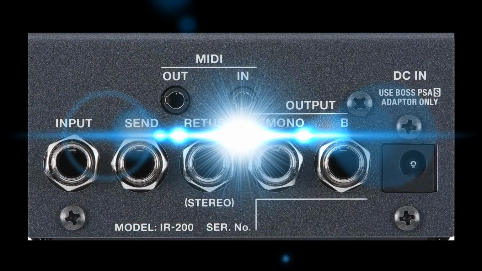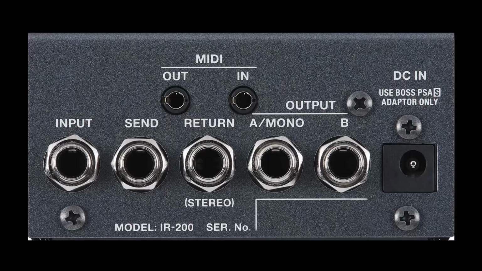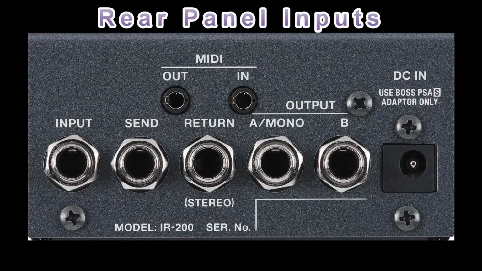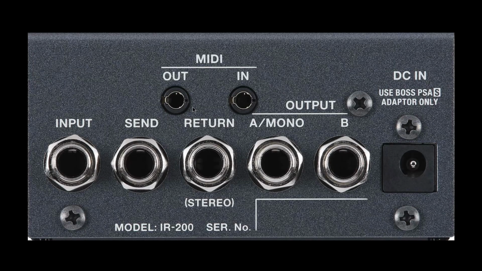Lastly, let's check out the Boss IR-200's rear panel. First, we have the MIDI jacks. You use a TRS MIDI connecting cable to connect an external MIDI device here. For the MIDI in, you can use an external MIDI device to switch between memories on the unit. For the MIDI out, you can control an external MIDI device by operating the pedal switch on this unit.